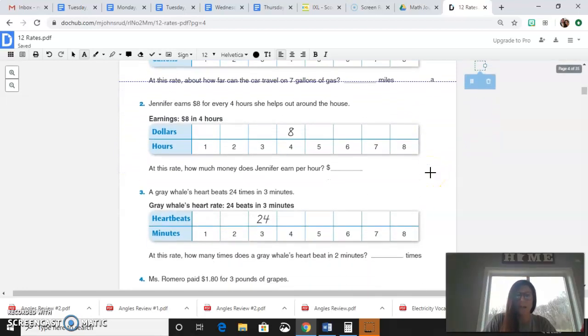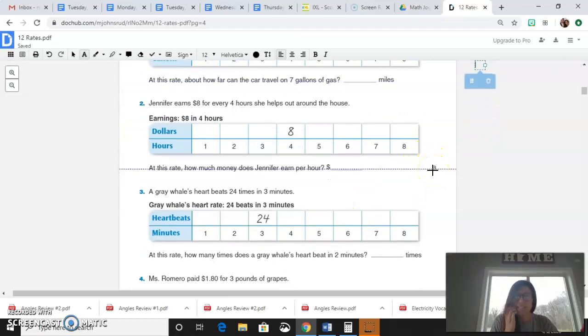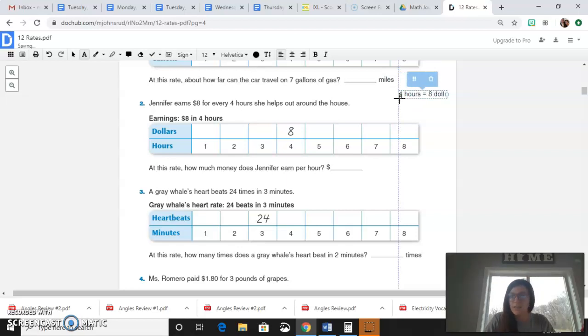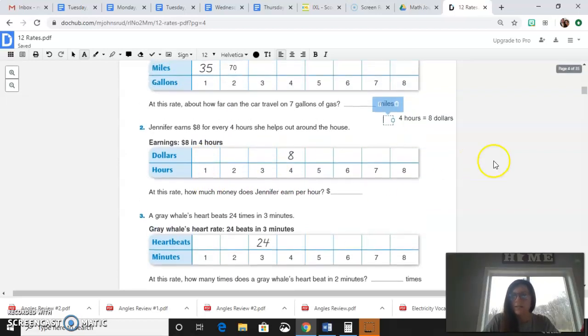If you go down, number 2, Jennifer earns $8 for every 4 hours she helps out around the house. So what that means is that for 4 hours that she's cleaning, she's getting $8. So now look here, it gives you 4 and 8, but it doesn't give you that first one. So what we need to figure out is how many dollars she's getting per hour. Okay, so if you have 4 hours and you have $8, let's think about it.